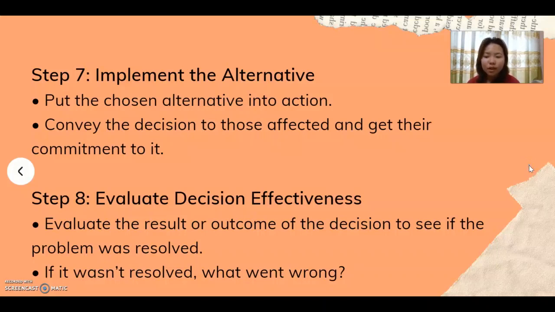In step 7, we implement the choice and convey the decision to those affected and get their commitment to it. And finally, we evaluate the result or outcomes of the decision to see if the problem was resolved. In case the problem wasn't resolved, we continue to find out the reasons, and this will likely require us to start the whole process over.